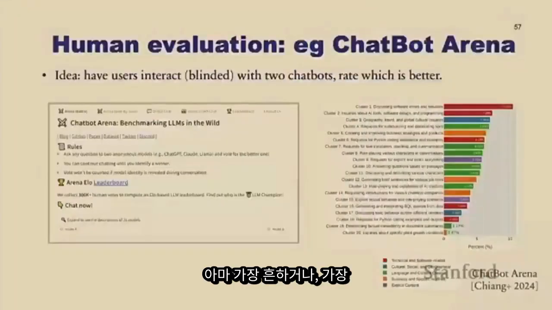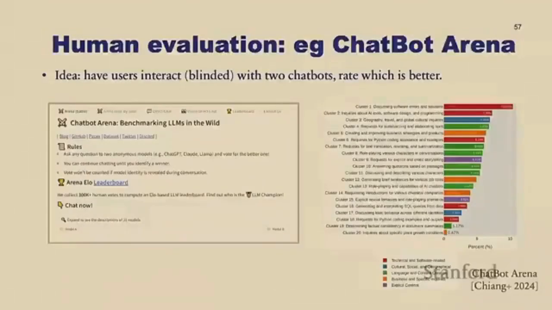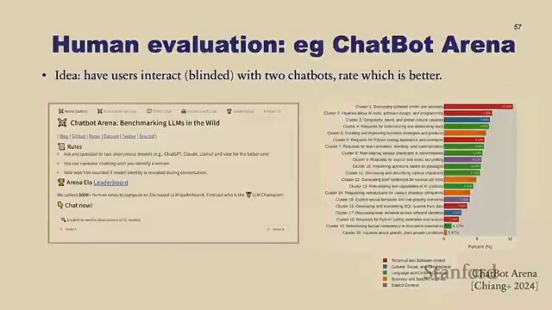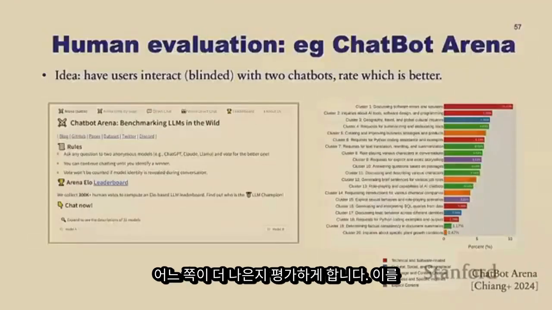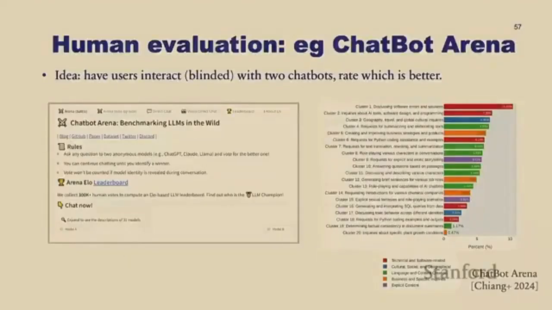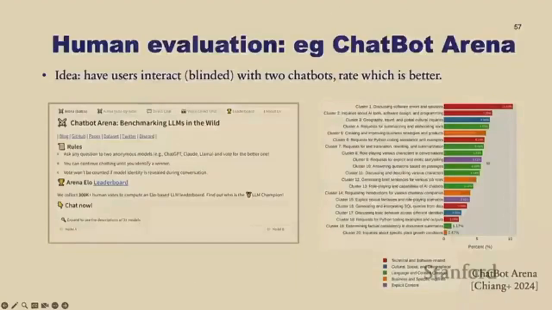Okay, so probably the most common, or the most trusted benchmark, is what we call Chatbot Arena. Which is basically go on internet, have random users on the internet, blindly talk with 2 chatbots, just ask many questions, see the 2 answers, and rate which one is better. And you do that over hundreds of thousands of users, and then you get the actual preferences and you get rankings of models. So you can go right now on Chatbot Arena and actually interact with these models.